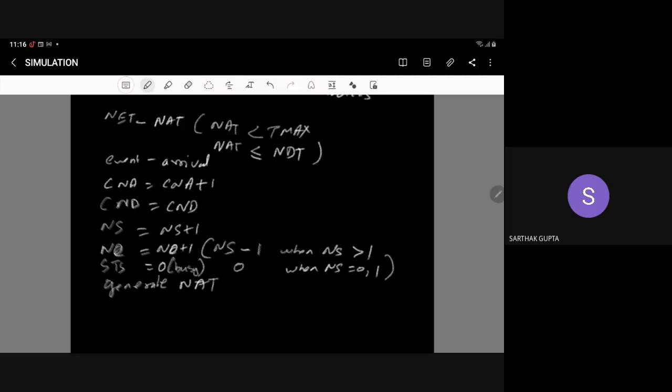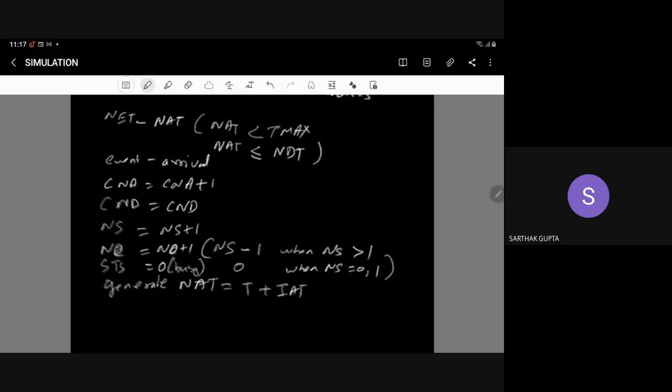So what is the next arrival time? It is the current time plus inter arrival time. Whenever there is an arrival, you have to decide, if a particular customer has joined, at that time you have to decide when the next customer will join. So NAT is equal to T plus IAT.